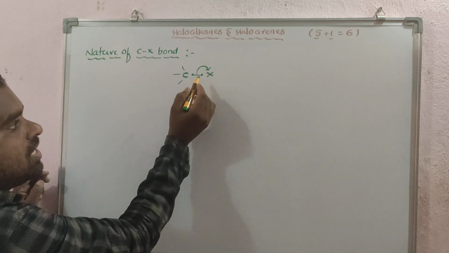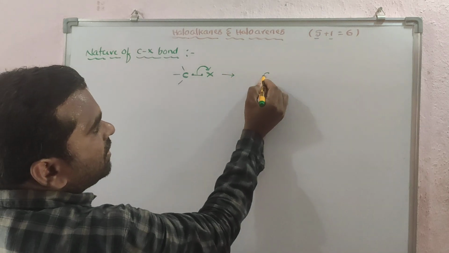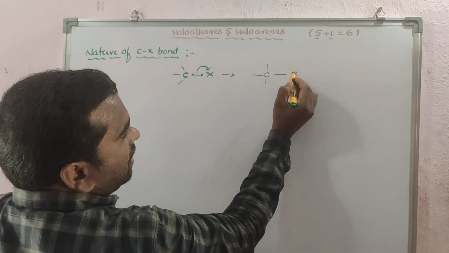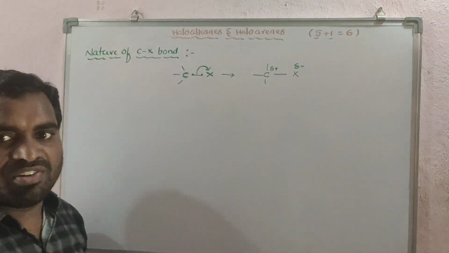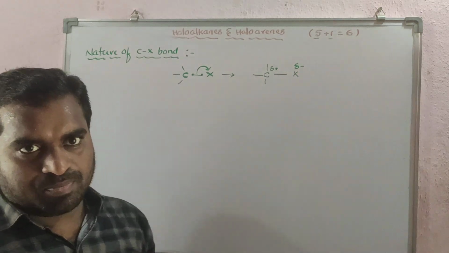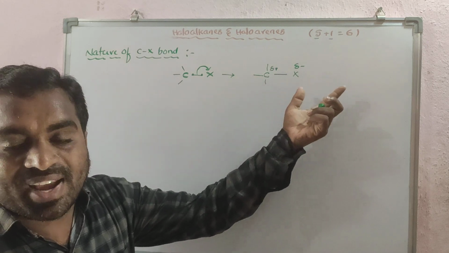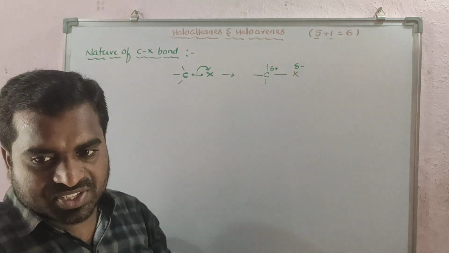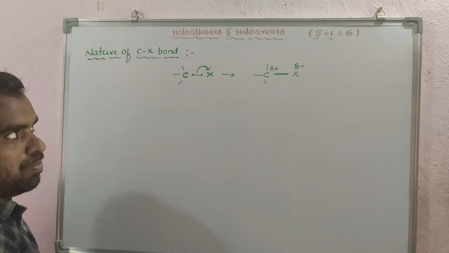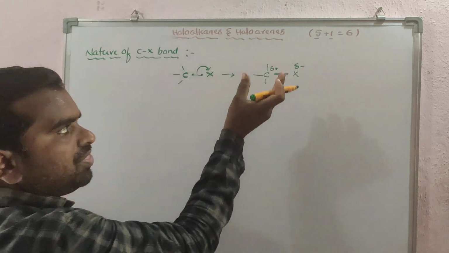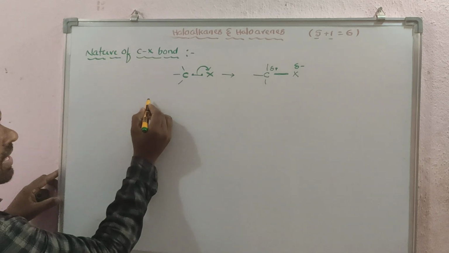When the electrons shift to the more electronegative atom, the carbon acquires a partial positive charge and the halogen atom acquires a partial negative charge. So the C-X bond in the alkyl halide is polarized. We can call this a polar bond between C and X, and the polarity of this bond or compound can be determined by the dipole moment.